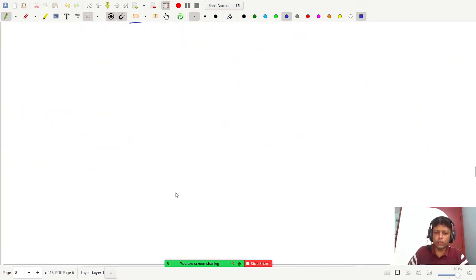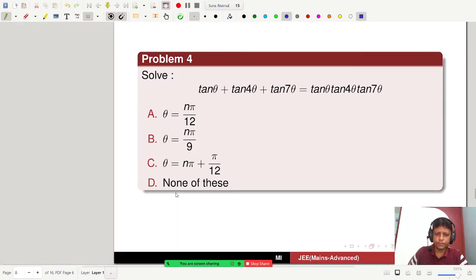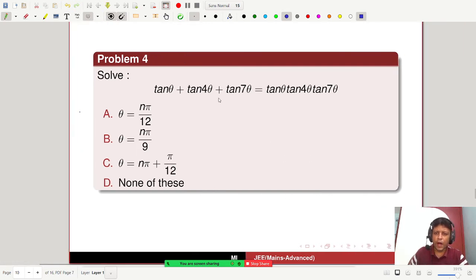Let's move on to problem number 4. That's a very interesting problem. You have tan theta plus tan 4 theta plus tan 7 theta. I'm using the previous formulae: compound angles, sums and products, multiple and submultiple angles, all are required here. So tan theta plus tan 4 theta plus tan 7 theta equal to tan theta times tan 4 theta times tan 7 theta. You have to solve this.